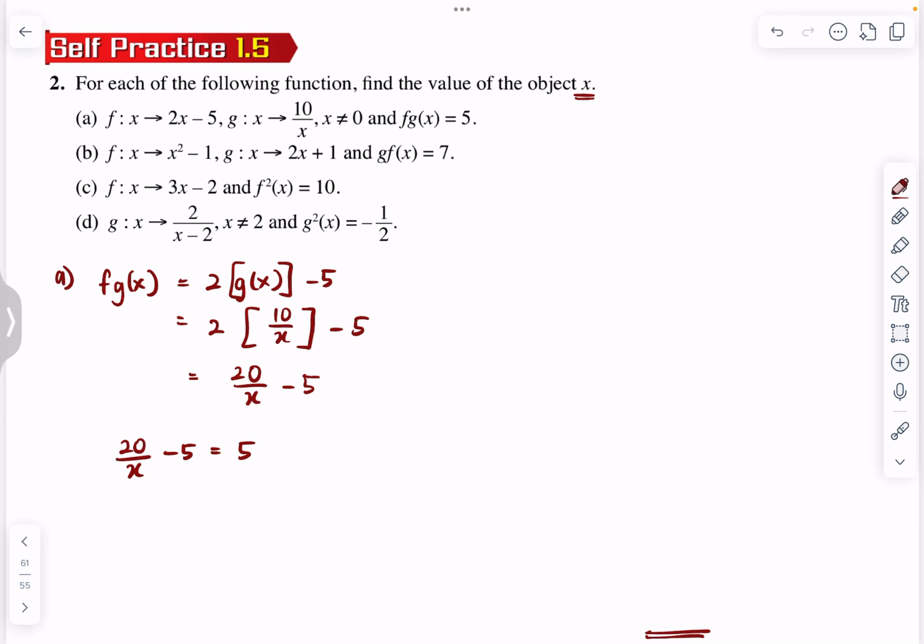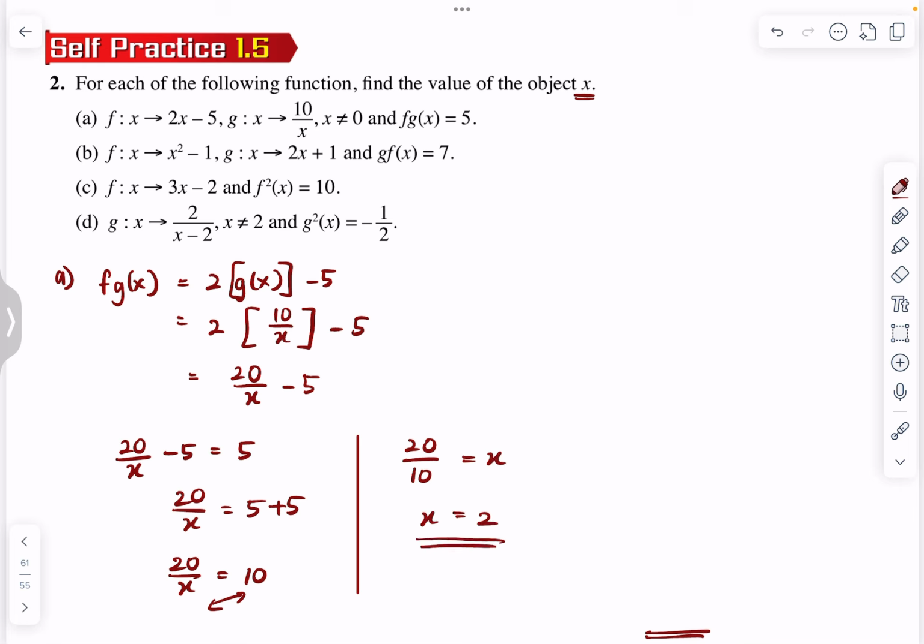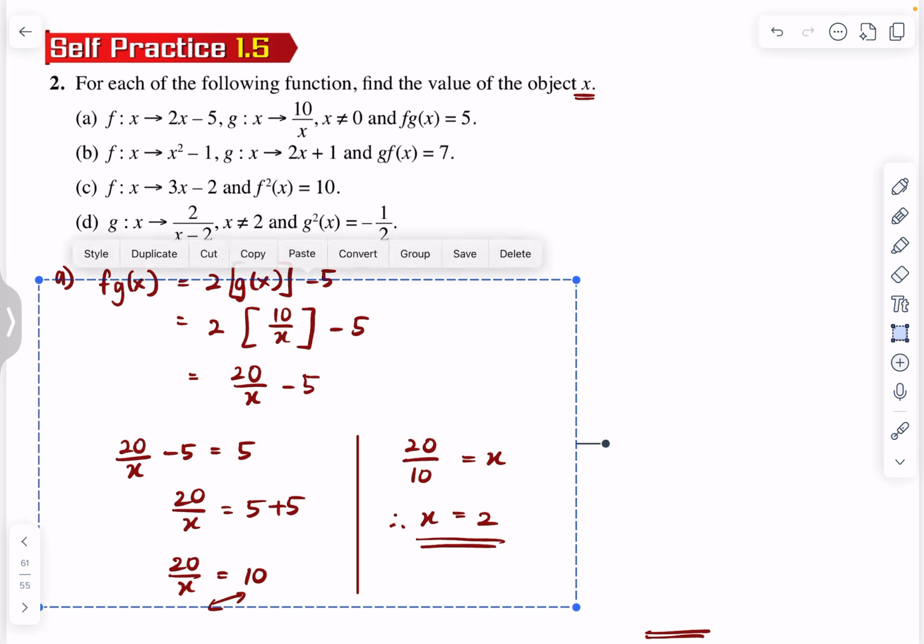Then making x the subject here, so 20 over x is 5 plus 5, which is 10. 20 over x is 10. So from here, if you want to make x the subject, we can swap. So 20 over 10 equals x. Therefore, x is 2. This is our first answer. Let's try the next question.